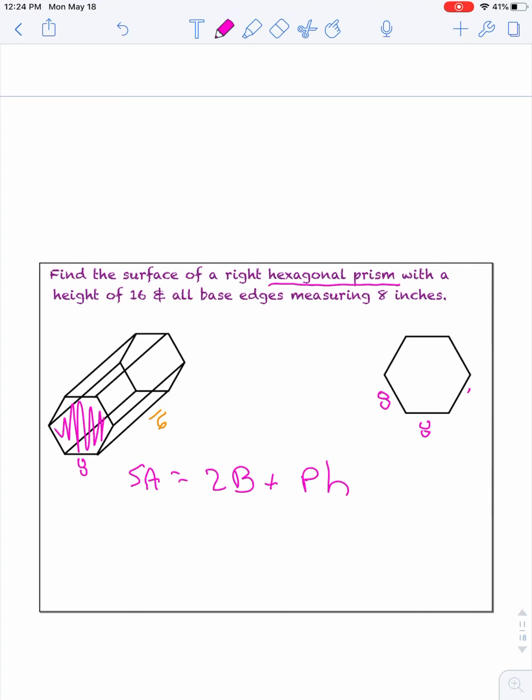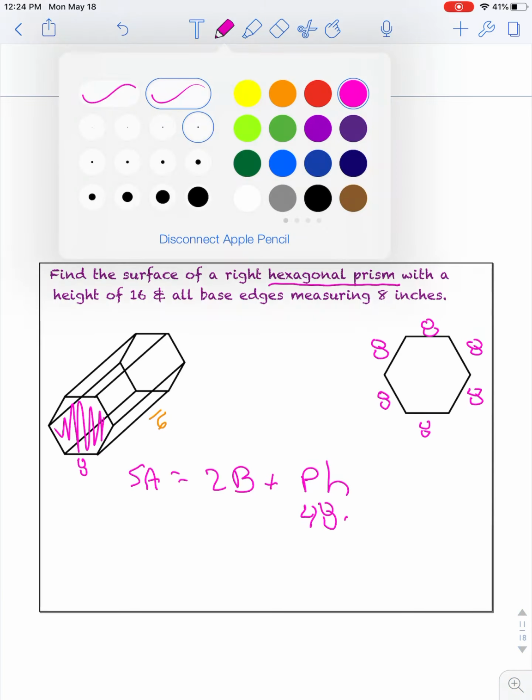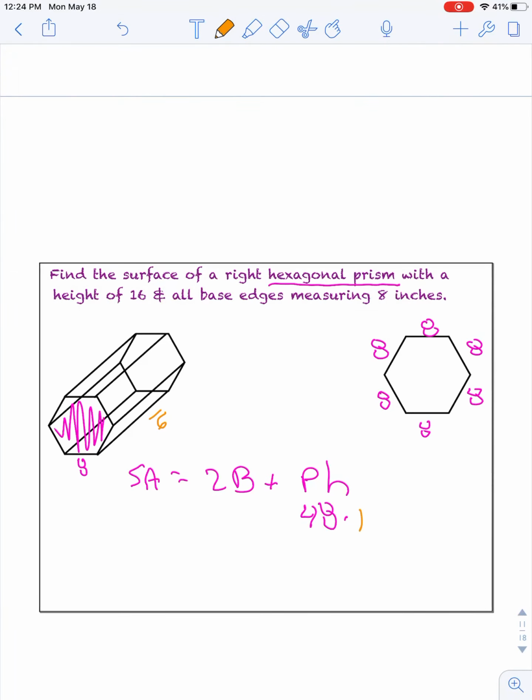So 8 plus 8, so all of these are 8. So when I calculate that perimeter, that's just going to be 48. I also know the height of the prism right here. There's my height. Okay, so I got all that work done already. All right, great. So now let's work on the area of this base. That's a little trickier. Now we're probably going to have to use 30, 60, 90.